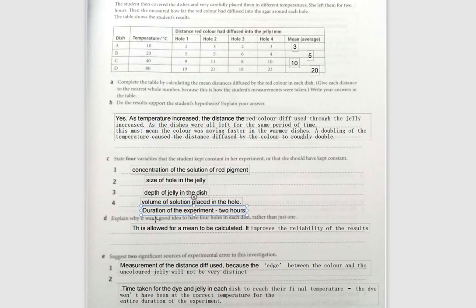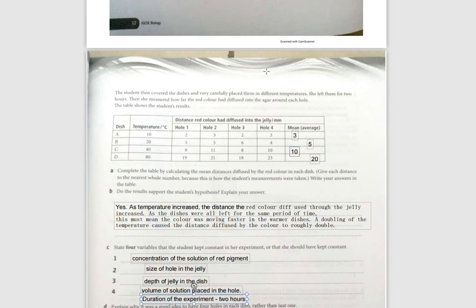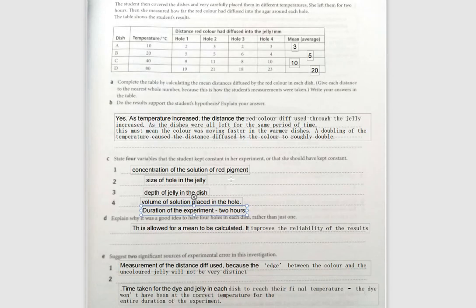Since the question is asking you the variables that the student kept constant, that means you can use the same thing present in the experiment over here in the answer. But if the question asks you, say 4 variables that the student should have kept constant, meaning those variables that she did not, those variables that were not mentioned in the question, you have to mention it. But since they say or, you can do either way.